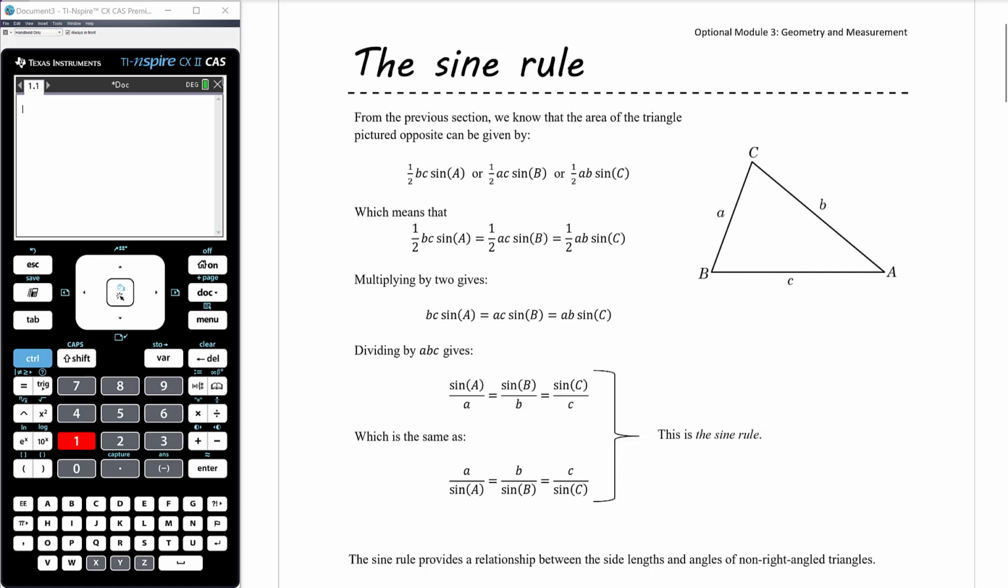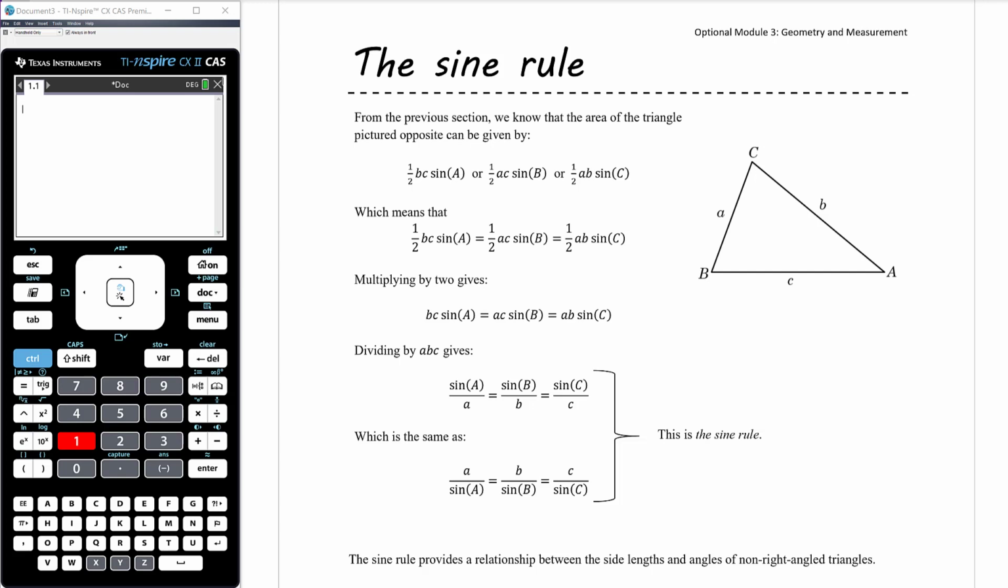Okay, so in this video we're going to be looking at the sine rule. The sine rule is one rule that we can use when working with non-right-angled triangles, particularly when we know about one or two of the angles in the triangle. It gives us a relationship between the side lengths and the angles in a non-right-angled triangle. Now, it can't be used all the time.